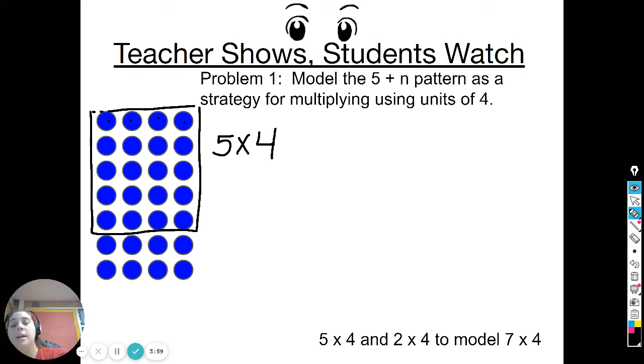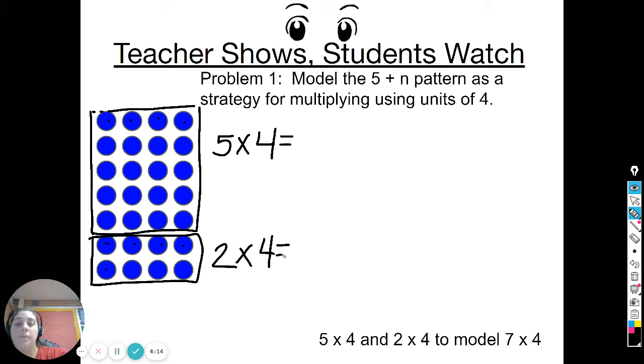Then I'm going to put a box down here. And this is 2 rows. 2 rows of 1, 2, 3, 4. Still 4. Remember, the size has not changed. Well, let's go ahead and solve each of those, okay? So we're going to practice our skip counting by fours.